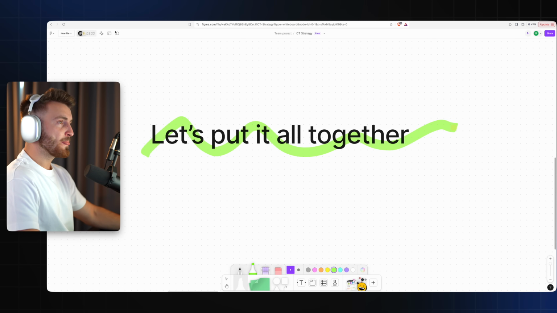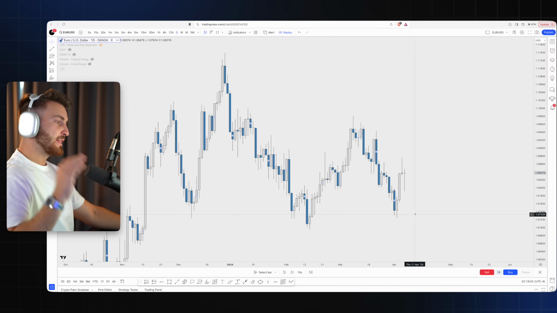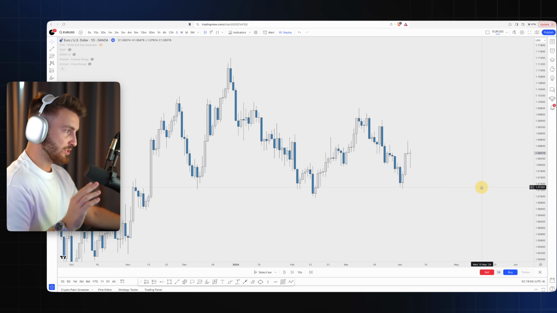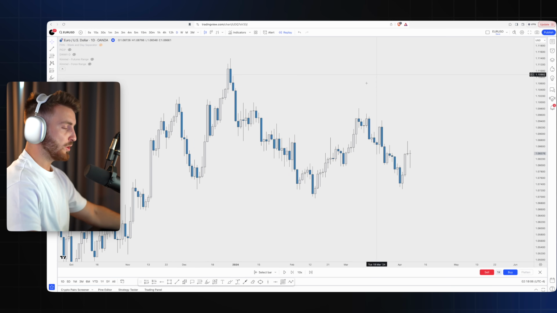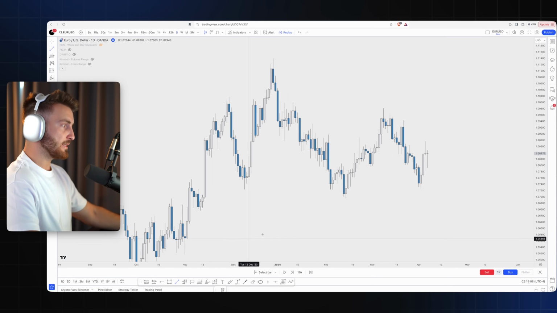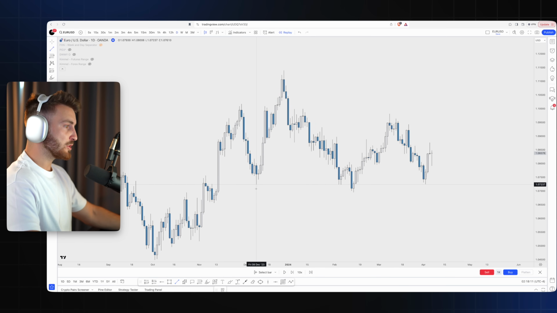Okay, so now let's put it all together. So this is the Euro US dollar chart. The first thing that we have to understand is what is our bias. And from what I can see in the market, we had the sweep of the low and this move up. Then we had this big retracement and we have this big shift. So now I'm expecting the market to react from this fair value gap and move higher.